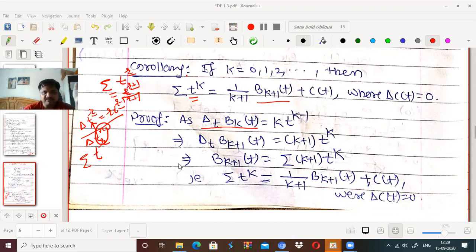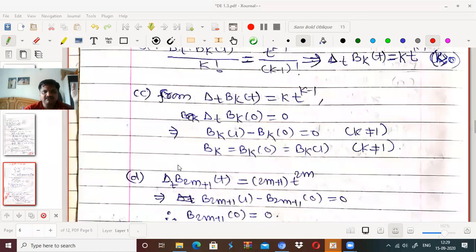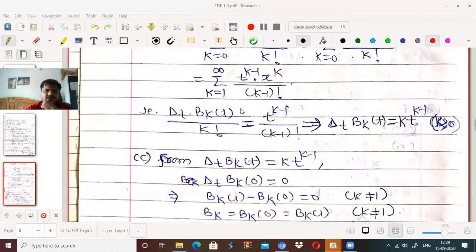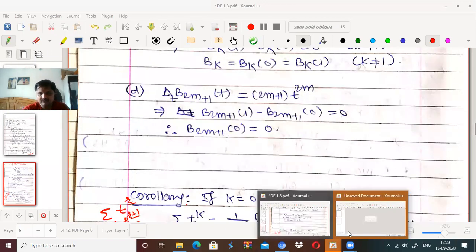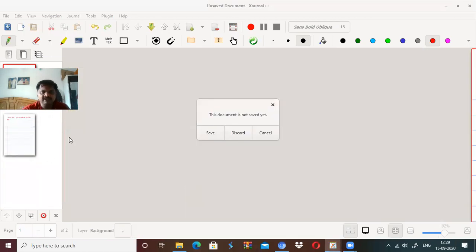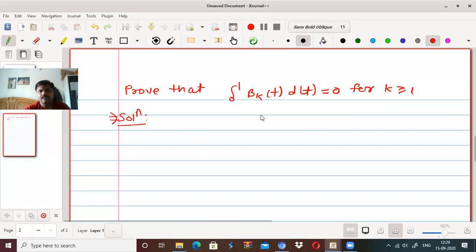As before, we have seen that we have obtained the delta of b_k(t), the derivative of b_k(t), but we haven't obtained the integral of b_k(t). For that we have one example, for obtaining the integral of b_k(t). So we can show that the definite integral from 0 to 1 of b_k(t) with respect to t equals 0 for k greater than or equal to 1. This can be proved. How to prove it?